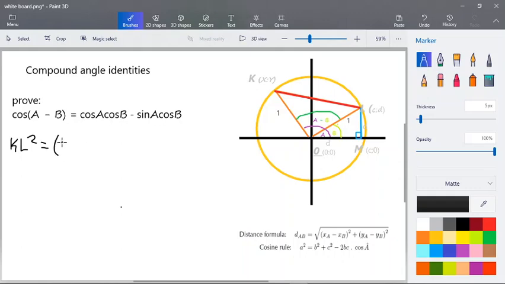For those of you who don't know the distance formula, this is how we write it. If you don't know the distance formula, I don't know how you got here. If you want me to explain this, I will explain it in the next tutorial.